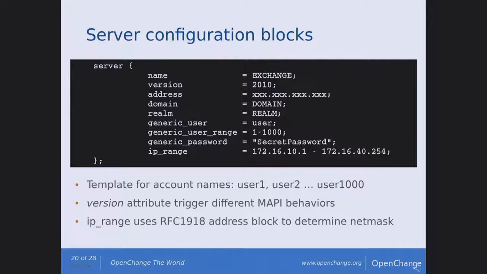So there are 2 parts in the configuration file. We have the server configuration blocks, and we have the scenario configuration blocks. If we talk about the server one, we are going to use a template system, so we can have as many server blocks as we want in the same configuration file. So if I have an Exchange 2003, 2007, 2010, and 2013, I can just have all of them in my configuration file.